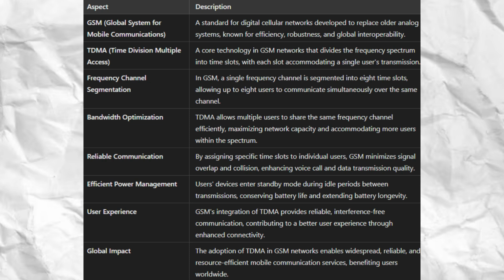Overall, GSM's adoption of TDMA as its multiple access scheme underscores its effectiveness in providing widespread, reliable, and resource-efficient mobile communication services. Through the seamless integration of TDMA within GSM networks, users worldwide benefit from enhanced connectivity and communication capabilities.